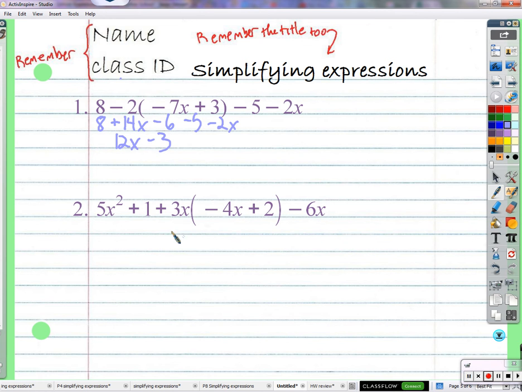All right. Next one. I see this distribution. I'm going to go ahead and distribute. So 3x times negative 4x and 3x times 2. Negative 3x times negative 4x is a negative 12x squared. Remember, when we multiply an x, we get x squared. 3x times 2 is 6x. So we have 5x squared minus 12x squared. That's negative 7x squared. Here we have 6x minus 6x. So we have 0x's. Plus that one right there. That's all there is: negative 7x squared plus 1.